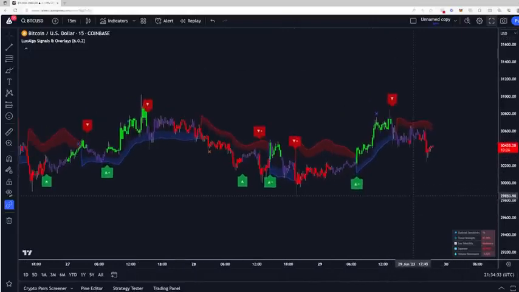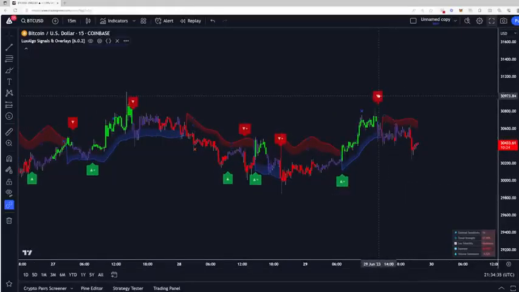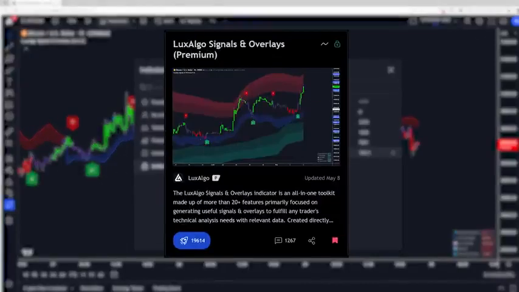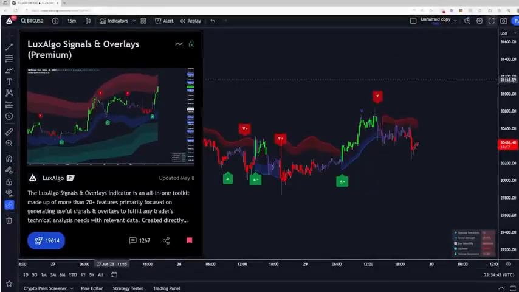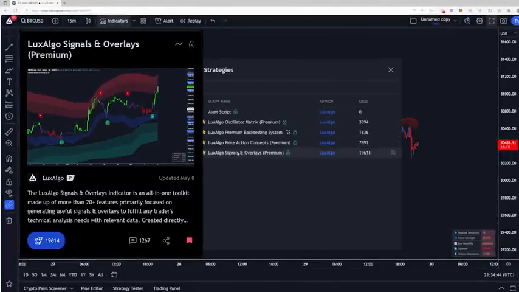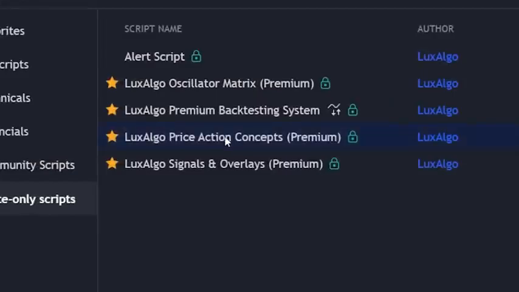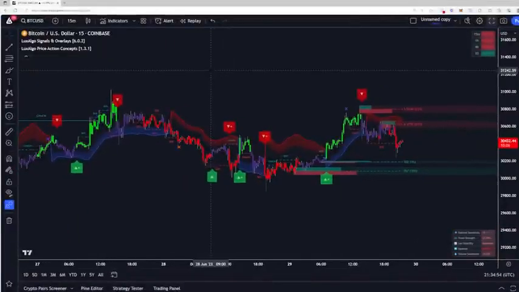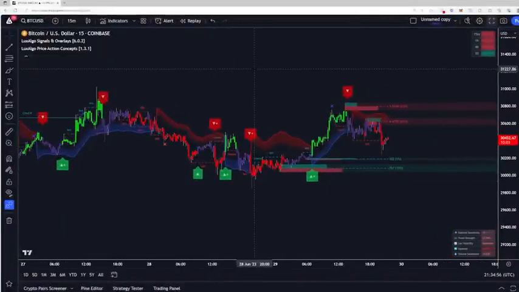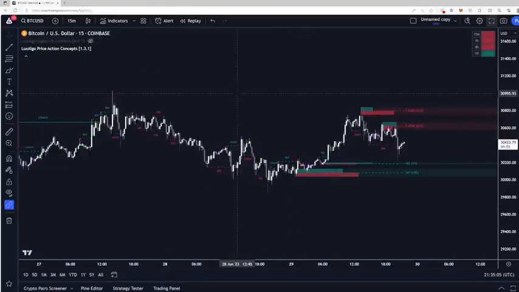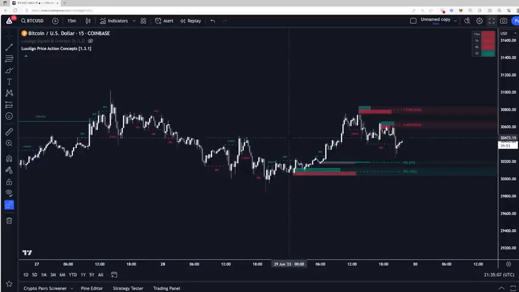Okay, so in this video, we are going to be combining two different indicators by LuxAlgo, which are the LuxAlgo signals and overlays, the one that's displayed right here, as well as the LuxAlgo price action concepts right here. So I don't typically like to combine both of these indicators as they both have very different use cases. Generally you will notice that this is quite a bit messy. These are both all-in-one toolkits that have very different purposes.